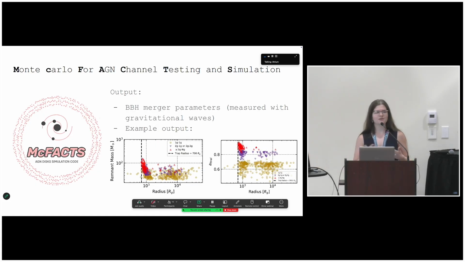This is an example of a default output for McFACS. Here is the remnant mass, along with the remnant spin, both here as a function of radius. Color in these diagrams represents merger generation, where gold represents black holes that are undergoing their first merger, purple their second, and red so forth. The black hole spin is the jet's energy source, and the black hole mass will determine how much mass can get onto the black hole and be funneled into the jet.